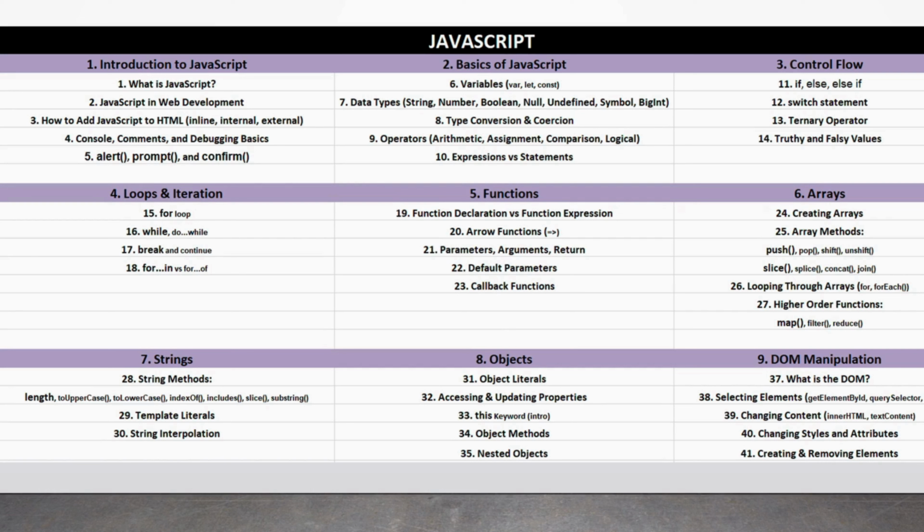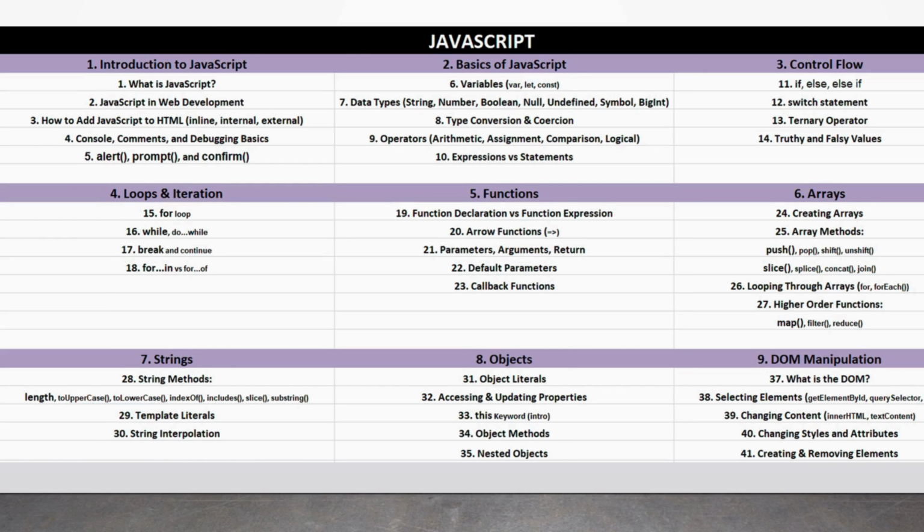That is introduction to JavaScript. We will learn simple JavaScript, then basics, then control flow, then loops and iterations, and functions. We are going to learn normal functions, arrow functions, parameters, arguments. We are going to pass and return some values, default parameters, and callback functions. And arrays, we will create arrays, array methods, looping through the arrays, printing them. Then map, filter and reduce.